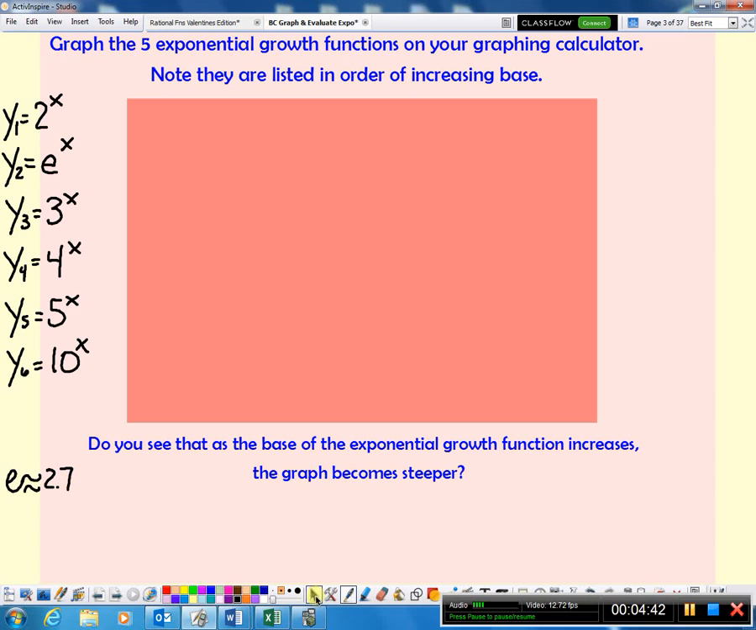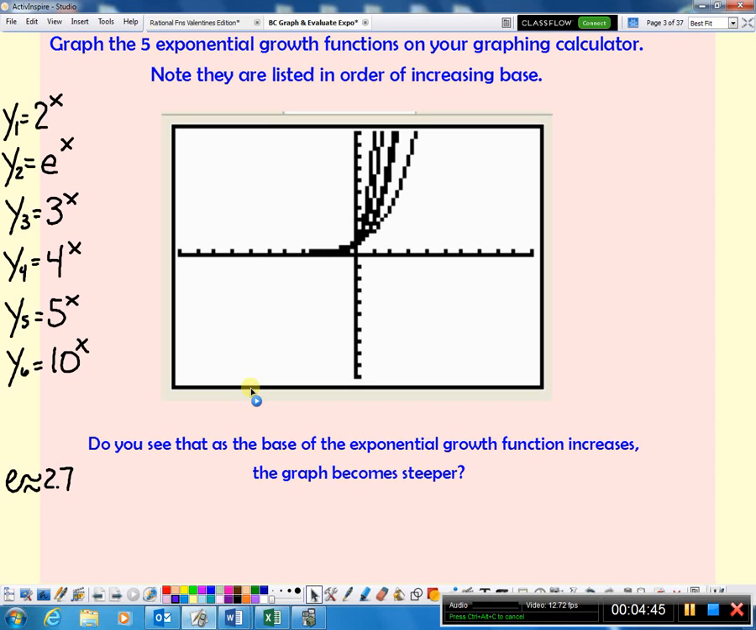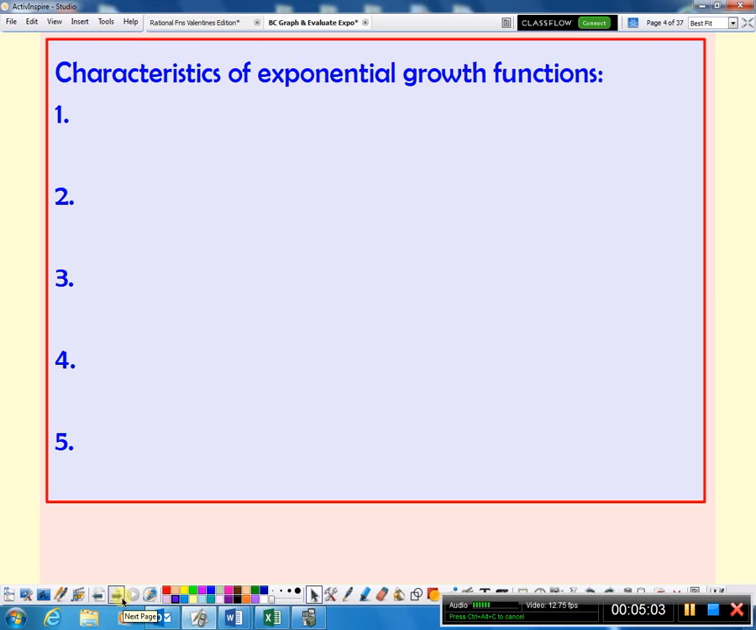What you'll see is graphs that look like this. And so they all have the same basic shape. As the base gets larger, the graph gets steeper on the right-hand side, but they all have the same basic shape. That allows me not to spend too much time on these graphs. I just need a few characteristics. So one thing is I'm going to say all exponential growth graphs have the same basic shape that looks like this.